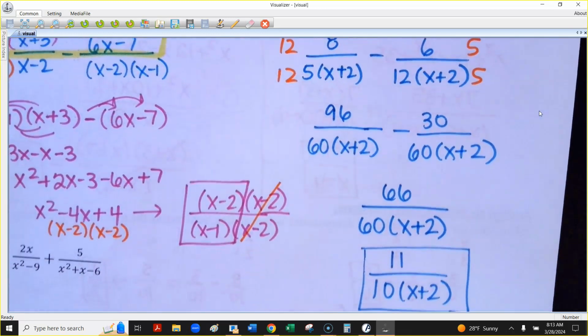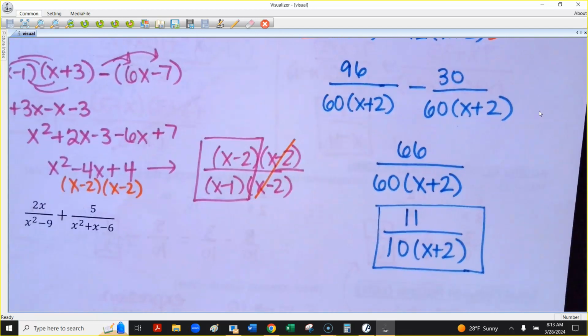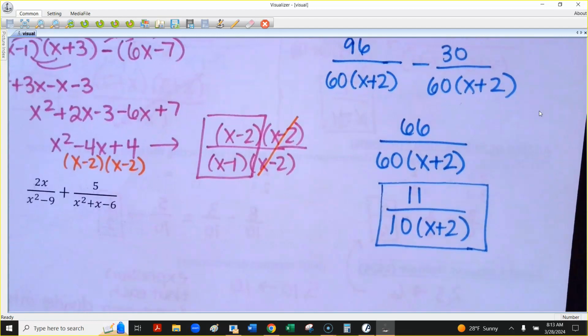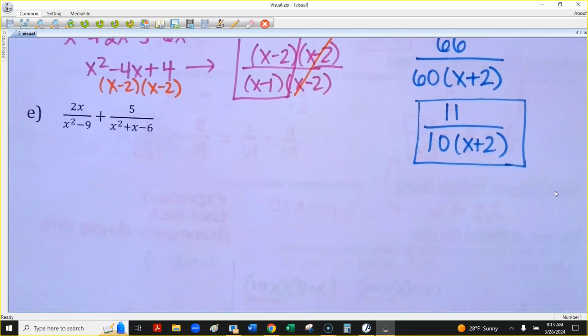Some of these are a little bit trickier, like the one we did right before this was a lot trickier than that. So it kind of depends on the question what you might have to do to simplify. Okay, and we're going to do one more. I think this one's the hardest that I have on the sheet today.